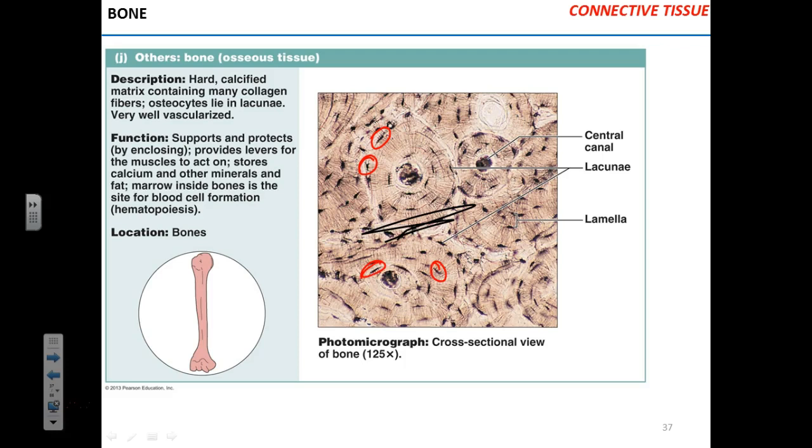Bone is pretty heavily vascularized, actually. Those openings here, called the central canal, are where the blood vessels are. The extracellular matrix consists of collagen fibers, but the ground substance, which contains proteins by itself, is calcified, mineralized. That's why your bone is so hard. The salts of calcium are what make your bone hard. So what's going to happen if you don't have enough calcium in your diet? Osteoporosis.